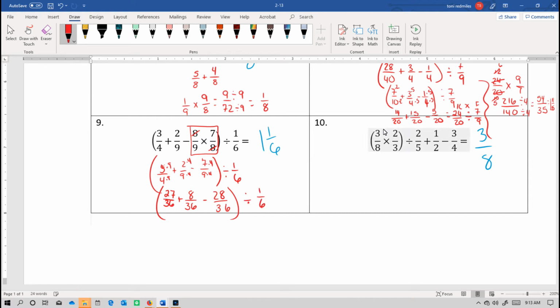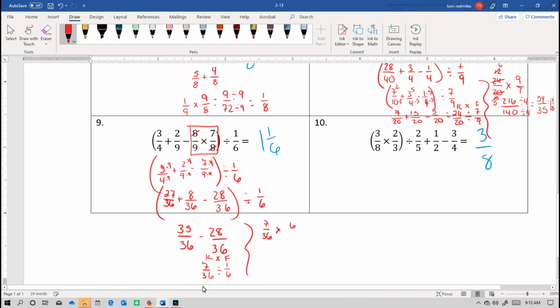All right, so 27 plus 8. I'm going to go ahead and do this in 2 steps because the numbers get kind of big. That's 35 over 36, almost 1. Then I'm going to minus my 28, which should give me 7 over 36. Keep, change, and flip. So my problem becomes 7 over 36 times 6 over 1.